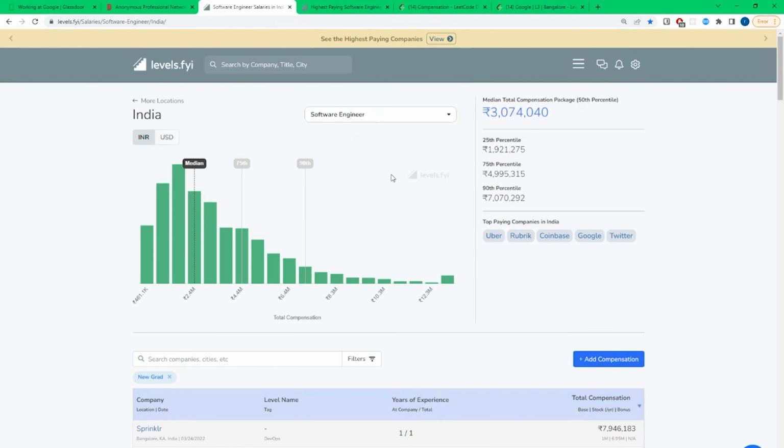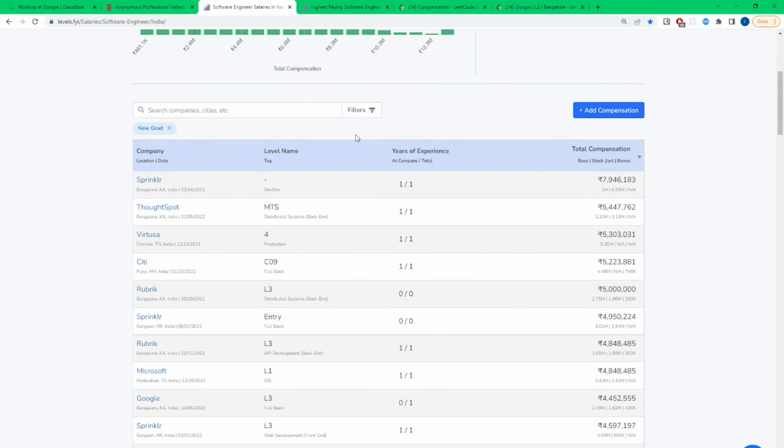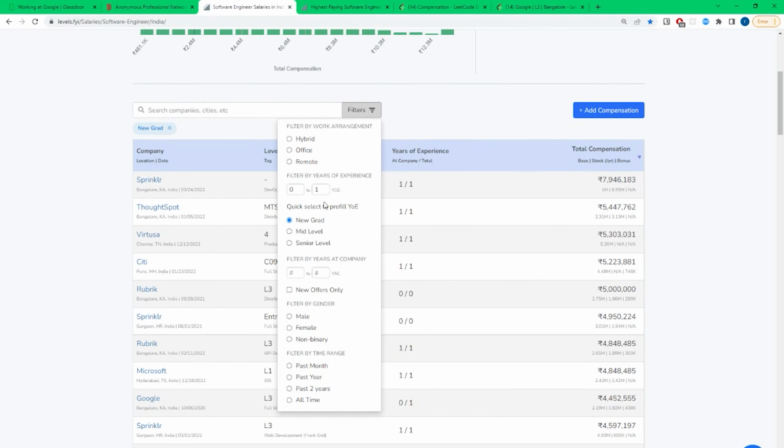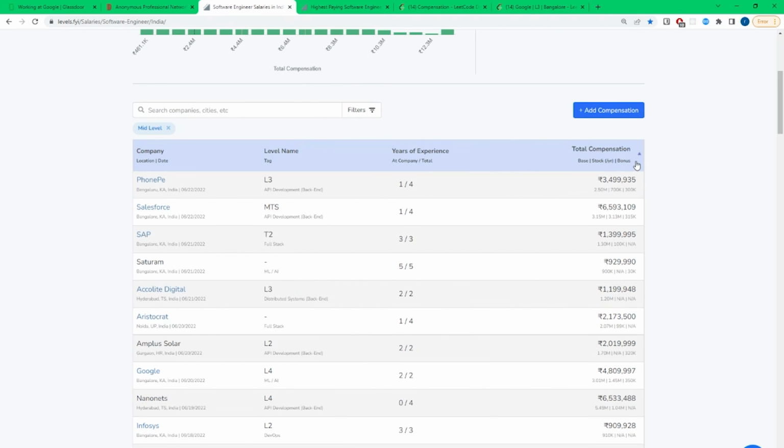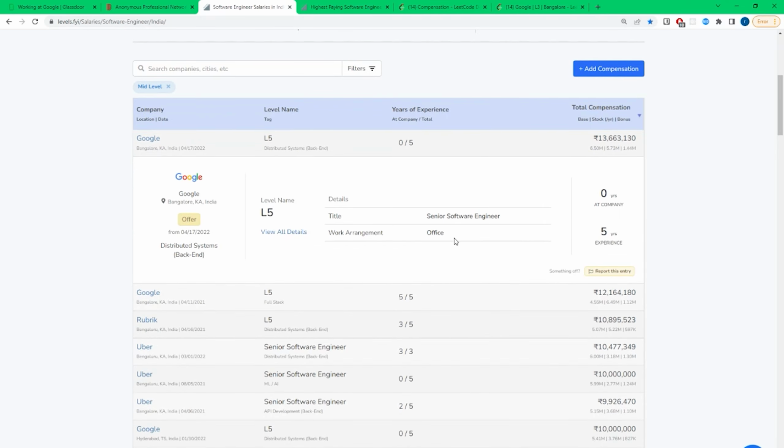You can check the salary. The median compensation here is showing 30 lakhs. This is based on all the data that people have given to levels.fyi. You can have multiple filters here, like new grad, mid-level. You can sort it by compensation. You can see which company is paying how much. But again, this data is given by people.